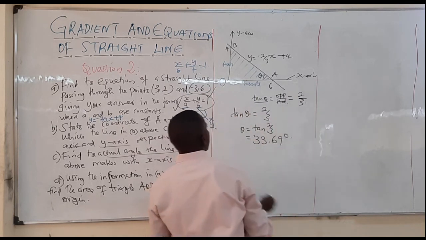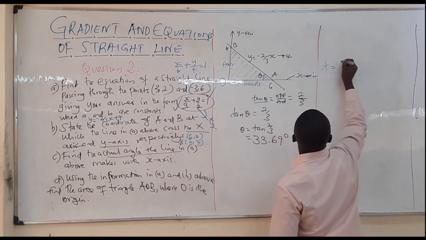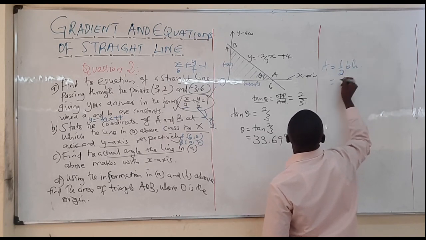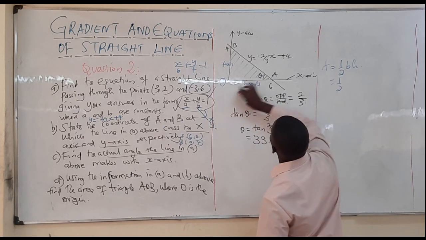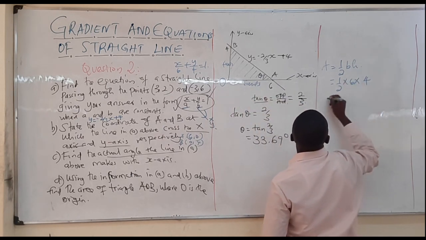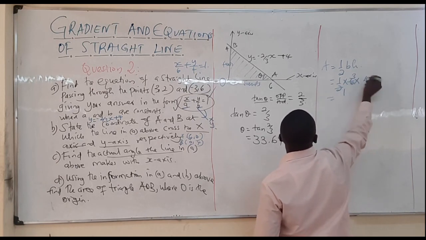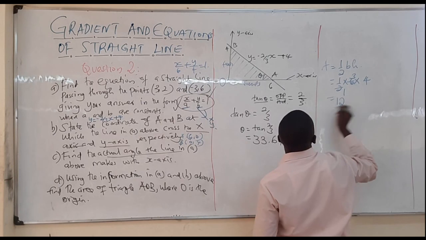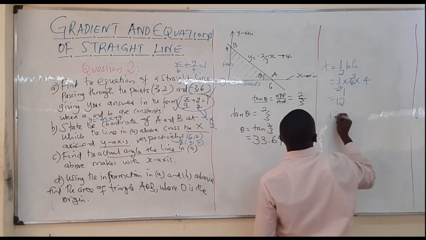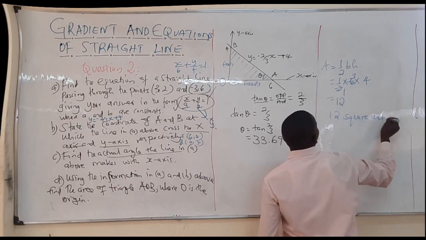So to get the area is going to be very simple. The area of a triangle is given by a half base times height. A half, our base is 6 units, times height is 4 units. So by 2 and by 2, 3 times 4, we get 12. So the area of the triangle AOB is going to be 12 square units.